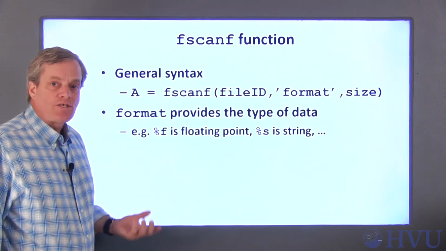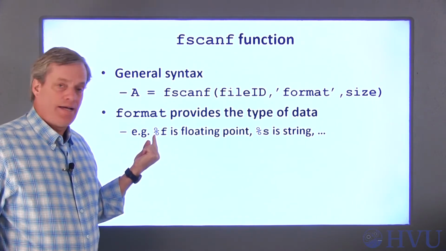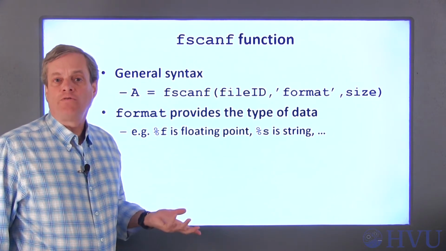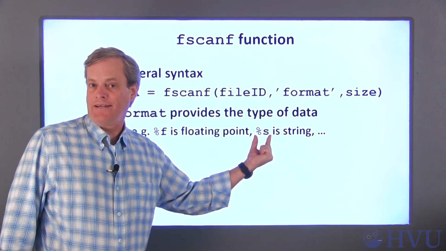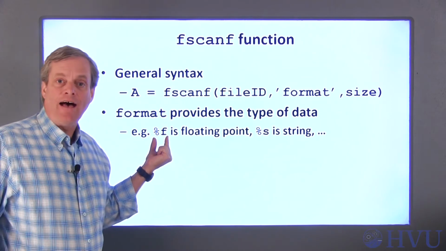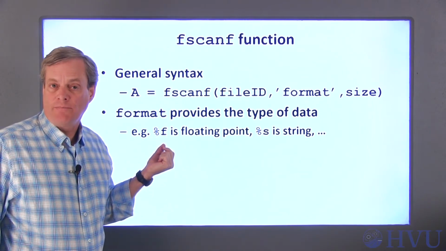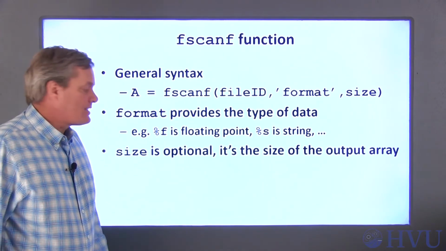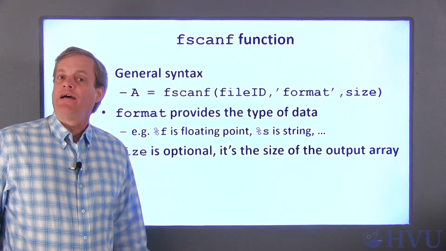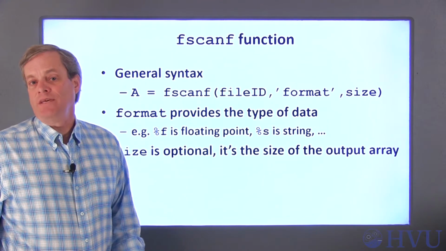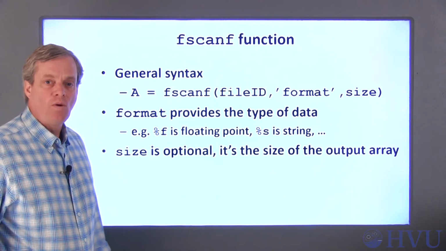The format string will start with a % and contain a code for the type of data. For example, %s reads the data as a string and %f reads the data as floating point numbers. The size argument is optional, but if you don't specify it, the output argument will typically be in column format.